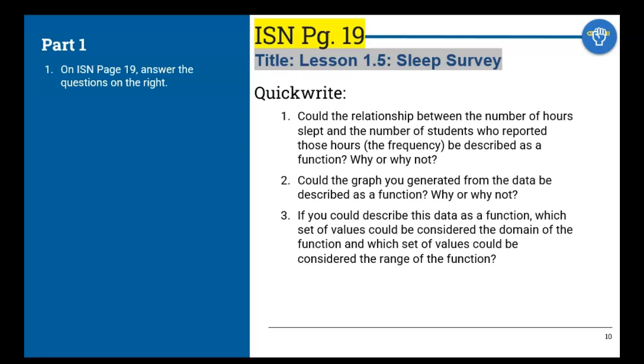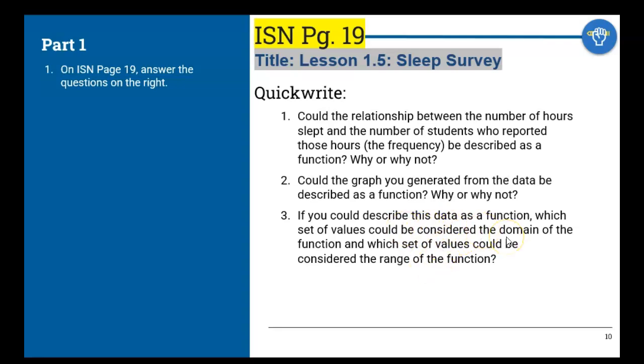I hear yes. Good, that is correct. Why? There's no repeating x's, and you saw the graph, right? It could be a function. All right, could the graph generated from the data be described as a function? So the one that we saw, could that be a function? Yeah. Which function was it? Quadratic, good.